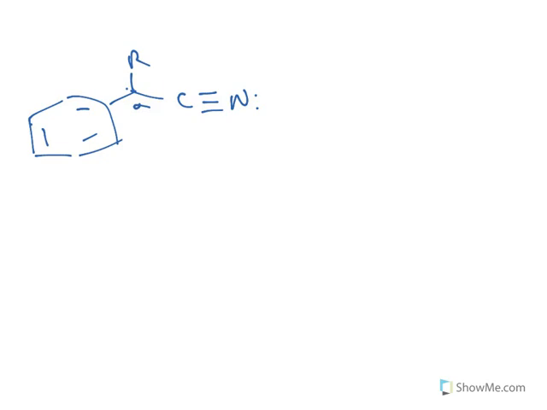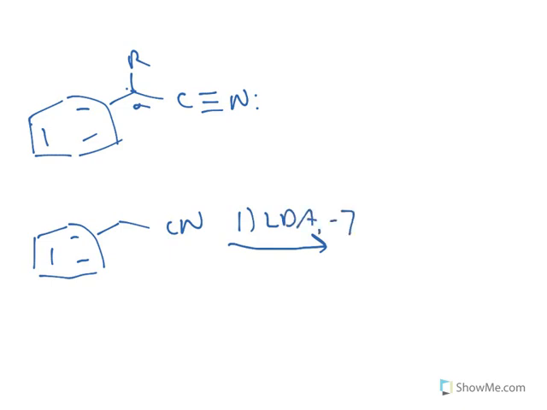Now, we can do this two ways. So just bear with me here. We're going to look at what we saw before. So if I were to take LDA, negative 78, and I take iodomethane, what's going to happen here is we are going to generate the enolate anion equivalent by using the LDA at negative 78, and then we're going to alkylate at the alpha position using iodomethane.